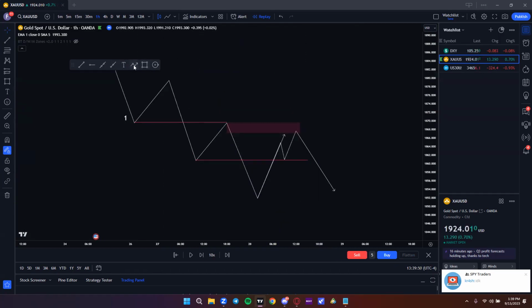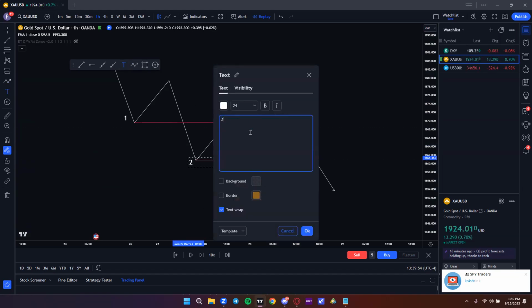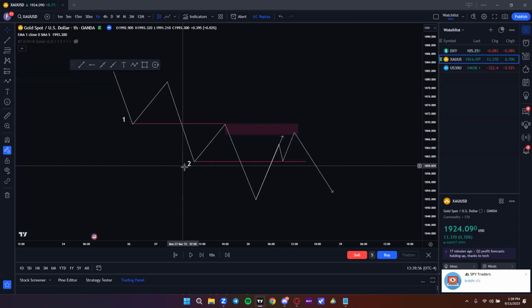Or two is if the source break does not hold. The source break was broken. We can take the retest of the source break and then take the counter-trend trade back up into the source and sell.